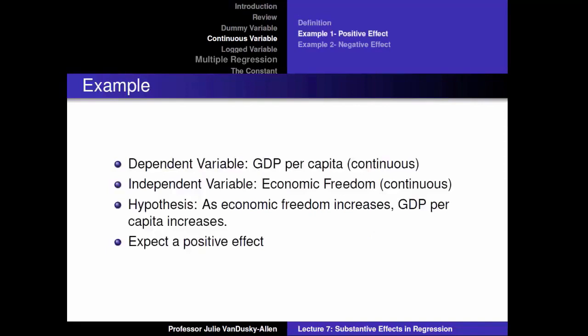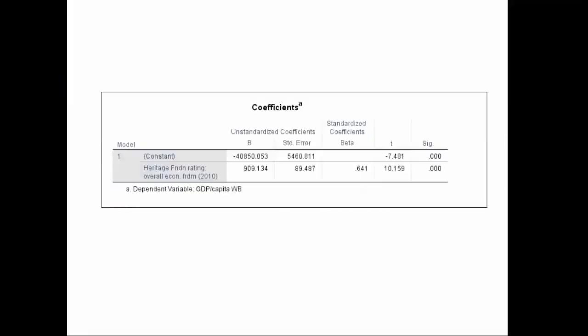In order to show you how to interpret the substantive effects of a continuous variable with the linear effect, I will use the following example. Imagine you are conducting a study with GDP per capita as the dependent variable and economic freedom as the independent variable. Your hypothesis is, as economic freedom increases, GDP per capita increases. In other words, you expect economic freedom to have a positive effect on GDP per capita. Here are the results of your analysis.